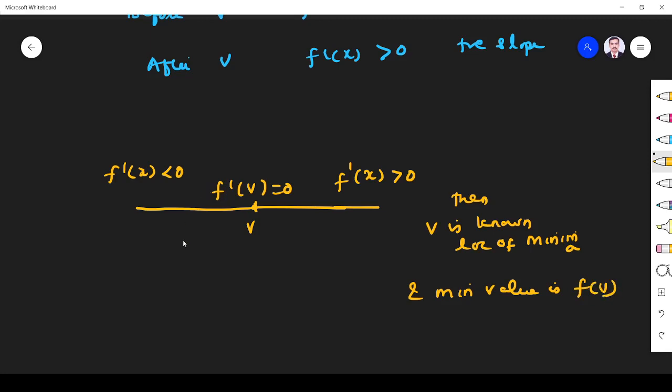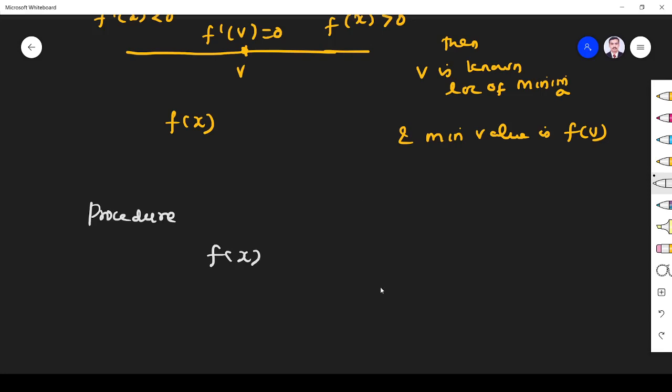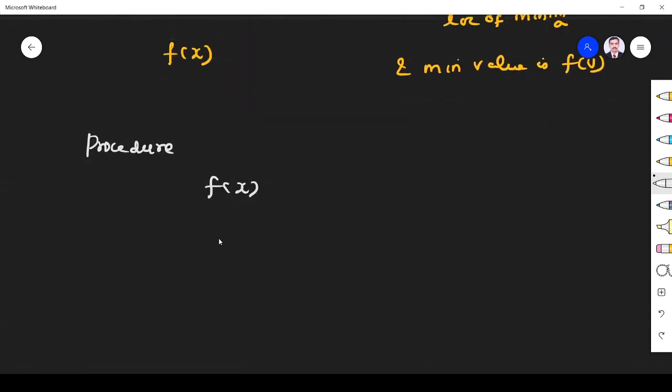Are you understanding? So what we have to do in order to find a maximum or minimum value of a particular function? First, they will give f of x. Let me explain the procedure now. What is the procedure? In the problem, they will give f of x. So first thing we have to find is where the slope is 0. So we have to find f dash of x.